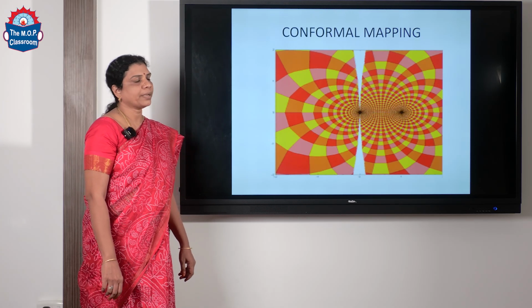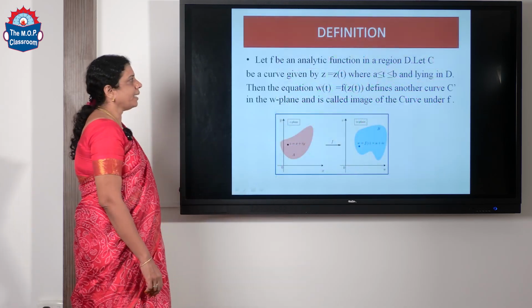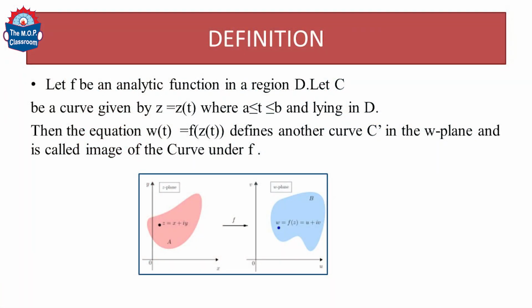So, what do we mean by a conformal mapping? Let f be an analytic function in a region D. Let C be the curve given by z equal to z of t, where a less than or equal to t less than or equal to b, lying in D. So, this is the definition of the image of the curve. Before seeing the conformal mapping, we will discuss the definition of the image of the curve.